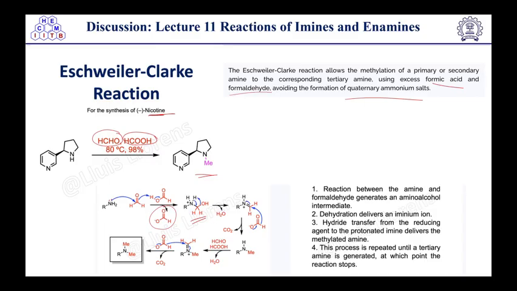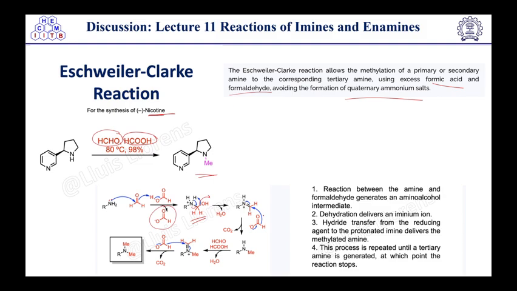So how will the dehydration take place? Proton transfer. We have already discussed this one, right? So after proton transfer, the lone pair will push electrons here and it will get knocked out as H2O, right? Then the next step is hydride transfer, right?